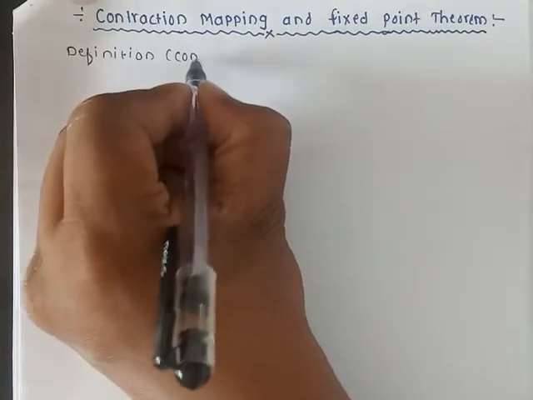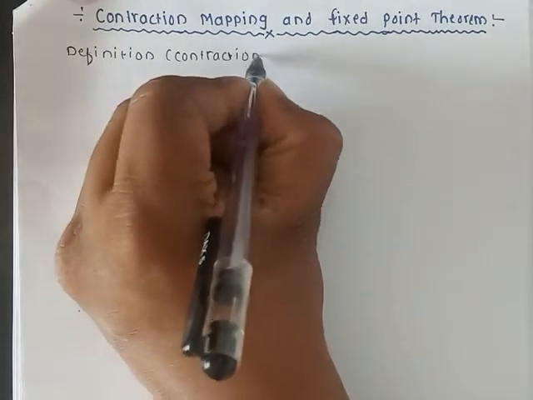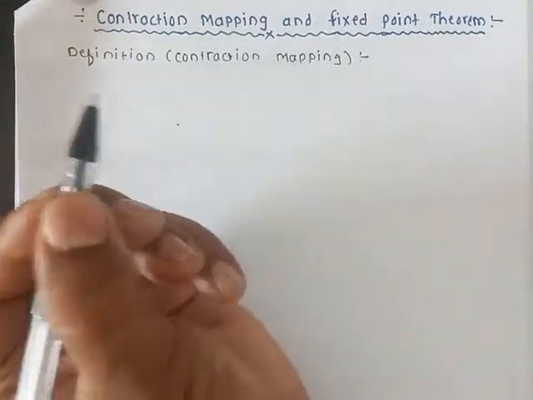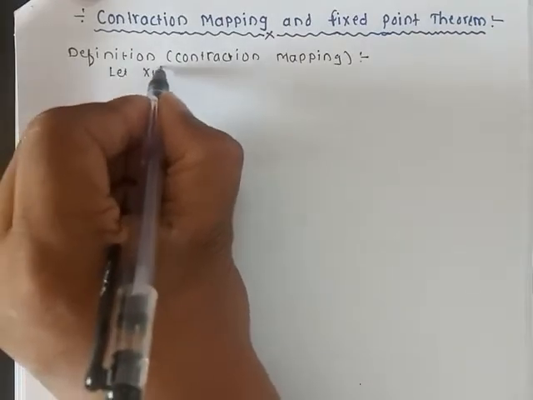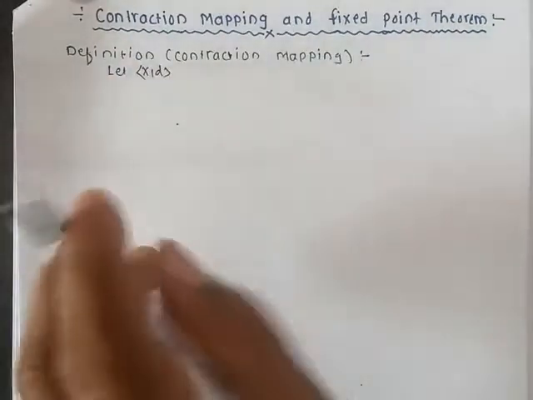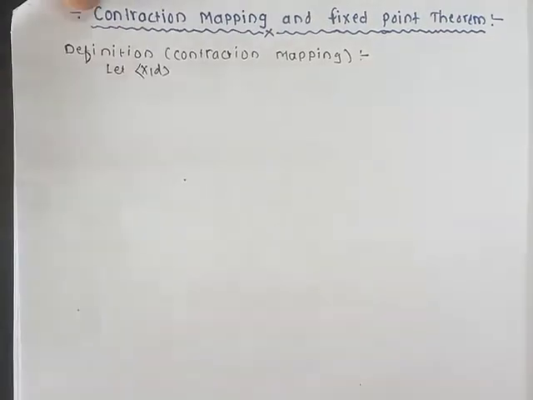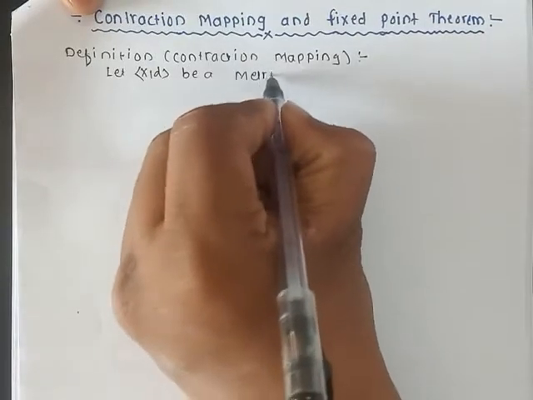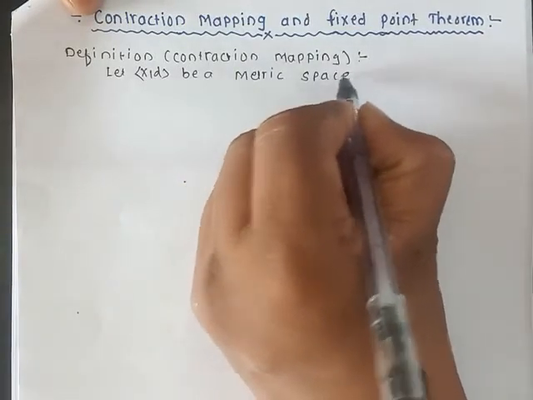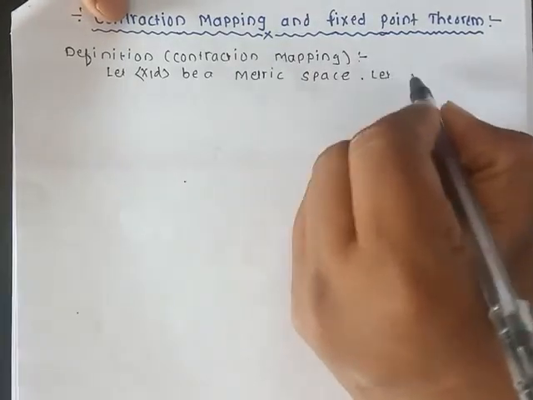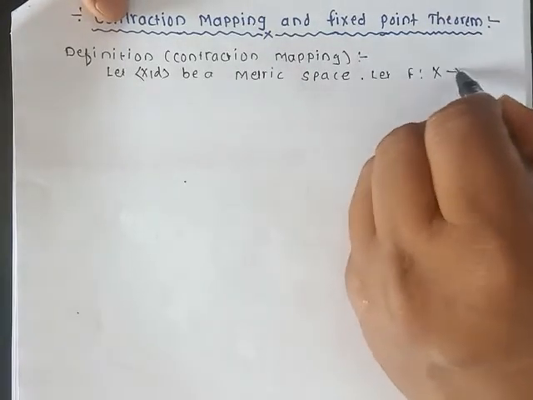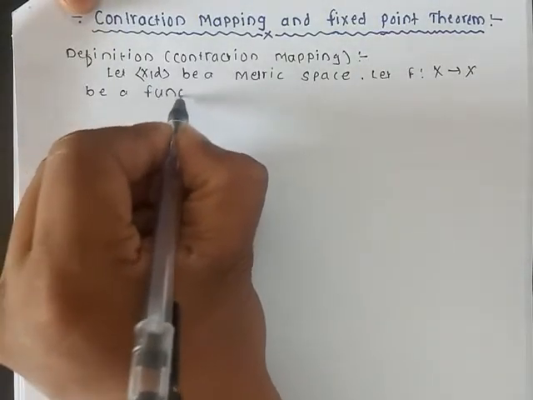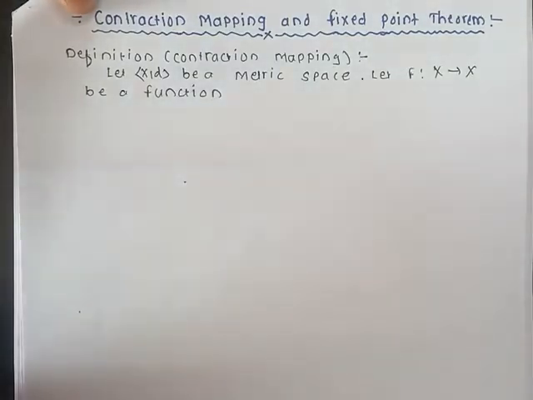So the definition of contraction mapping is this. Let (X, d) be a metric space. Let f from X to X be a function.